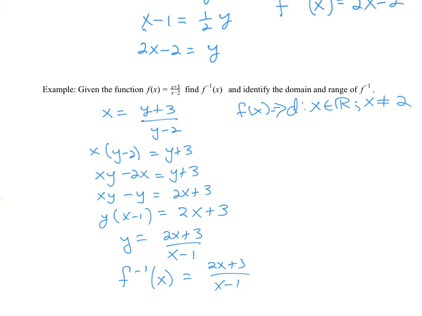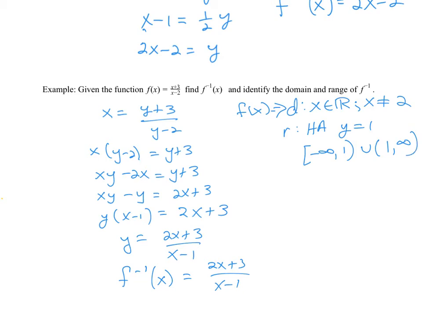And if you think about the original range, there is a horizontal asymptote at y equals 1, because x divided by x is 1. That means that the range for this particular example, because it does not cross that horizontal asymptote, has to be from negative infinity to 1 or from 1 to infinity.